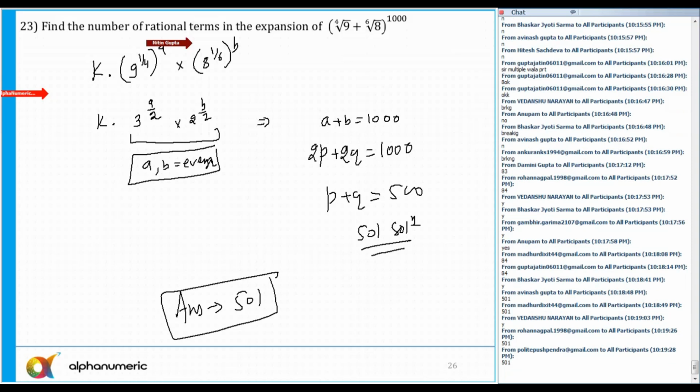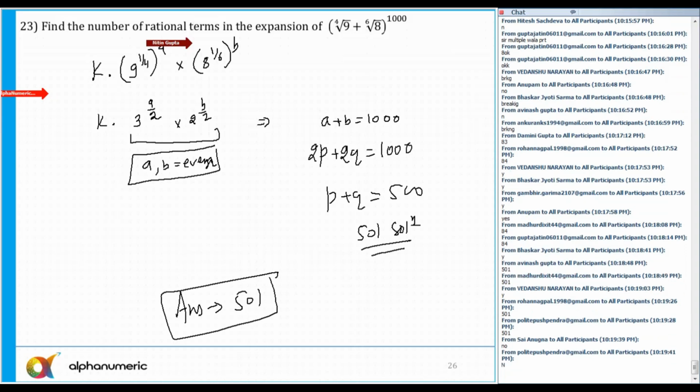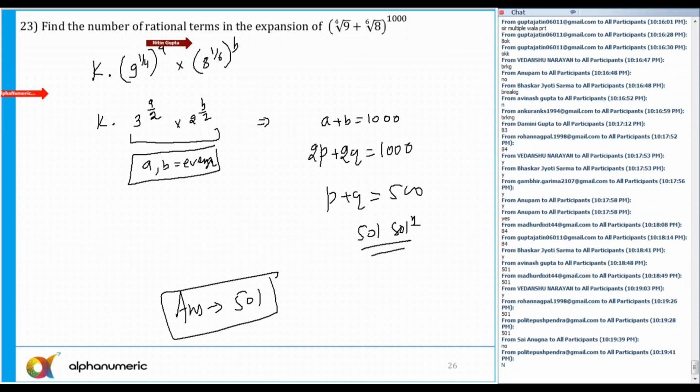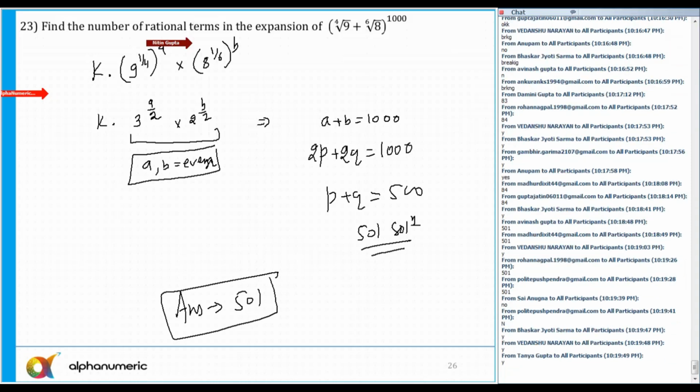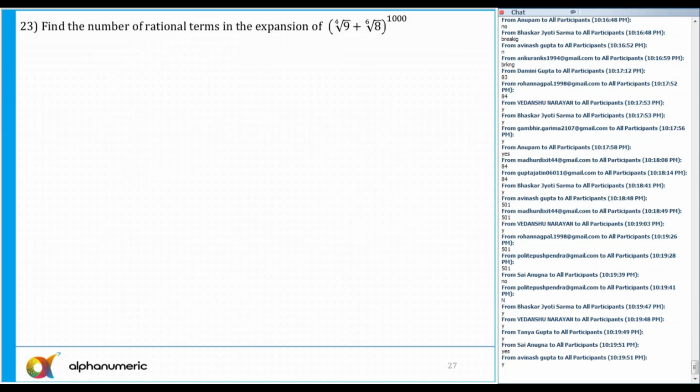Now tell me if there are any doubts to anyone in this question. Please respond. So can we move to the next question if this part is clear to all of you? Try this. Question number 24.